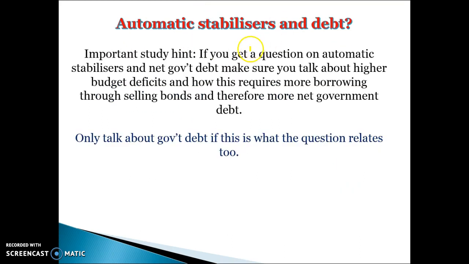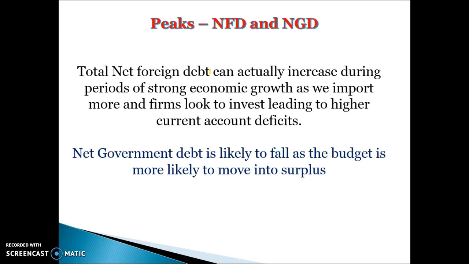It's an important study. If you get a question on automatic stabilisers and net government debt, make sure you talk about higher budget deficits, how that requires us to borrow more, sell more bonds, and that leads to bigger net government debt. In terms of peaks and the impact on net foreign debt and net government debt, peaks will generally see a decrease in net government debt because we generally run surpluses.